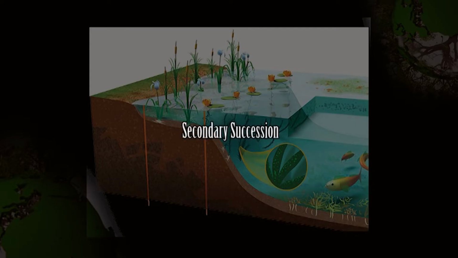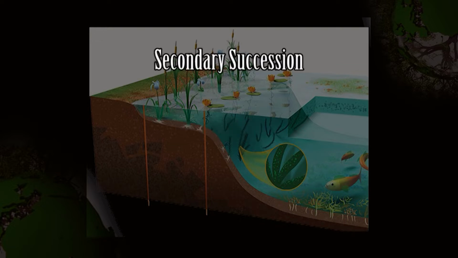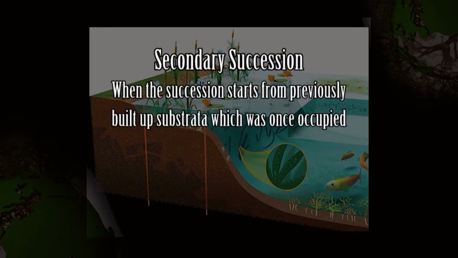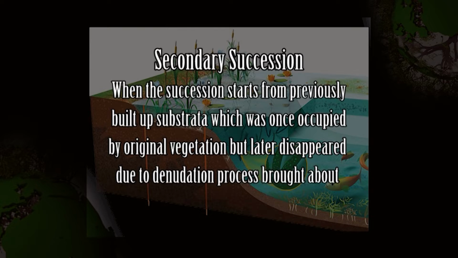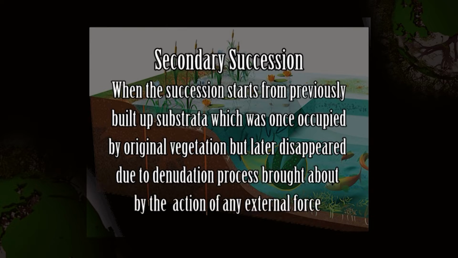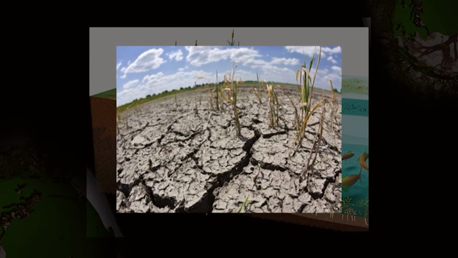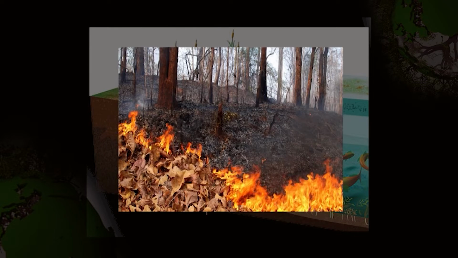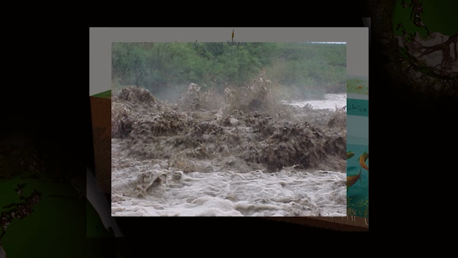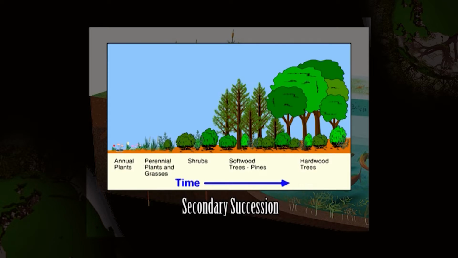Another type is secondary succession, when the succession starts from previously built up substrata which was once occupied by original vegetation but later disappeared due to denudation process brought about by the action of any external force such as a sudden change in climatic factors, fire, strong wind, rain or some biotic intervention. Usually, the rate of secondary succession is faster than that of primary succession because of better nutrient and other conditions, like the presence of sizable banks of seeds and vegetative propagules in an area previously under plant cover.